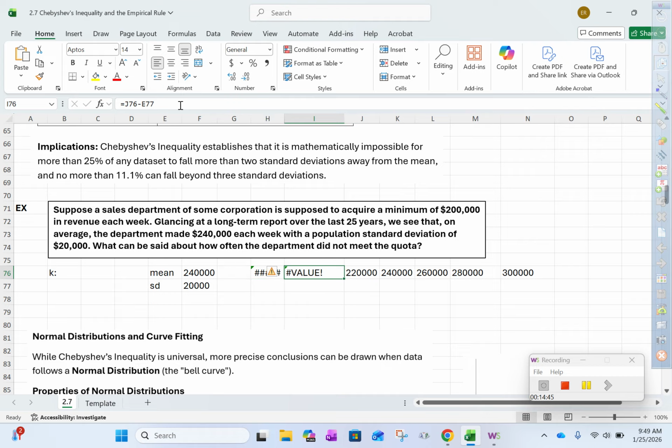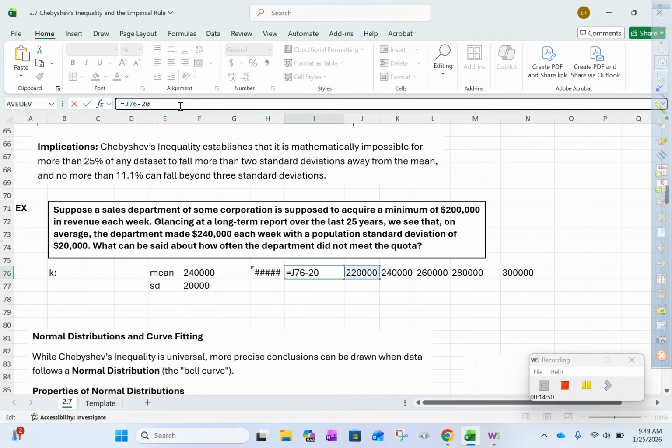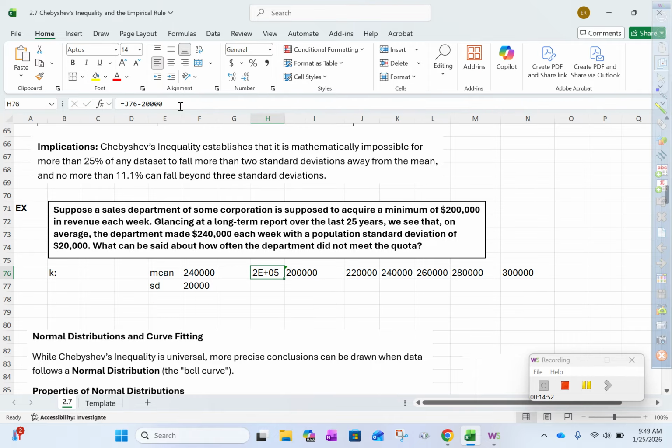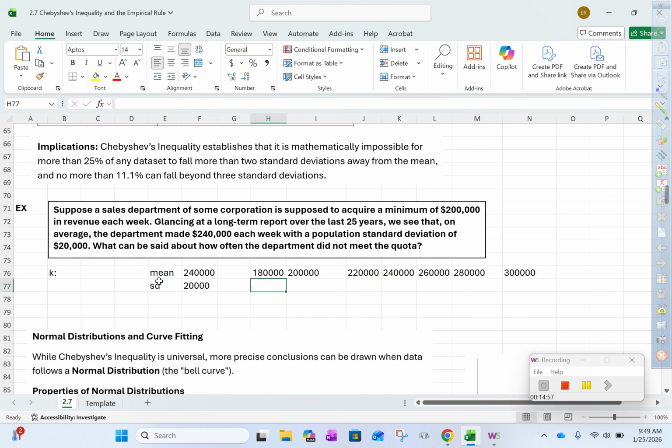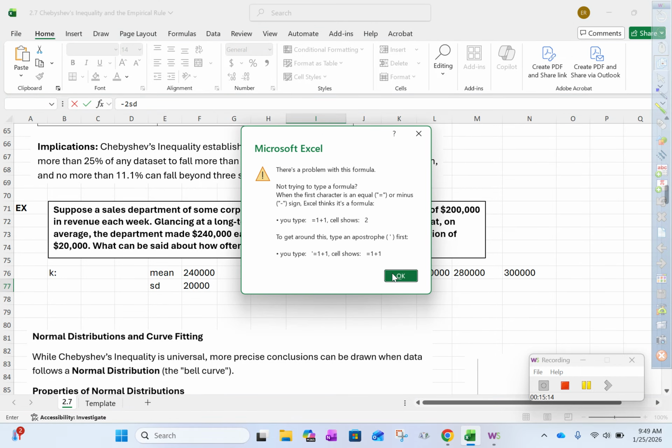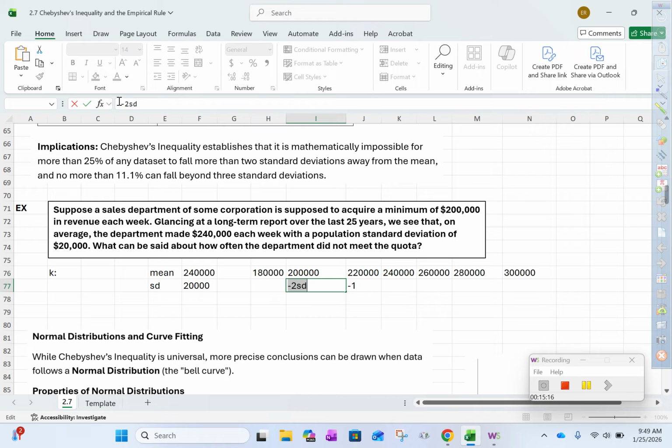I might have to just type it in, since I didn't do the absolute cell select there. So we want to know what could be said about this quota of 200,000. Here, this is -1 standard deviation, this is -2. So we want to know what was said about this part. Over here, that means our K, which stands for the number of standard deviations, would be 2.